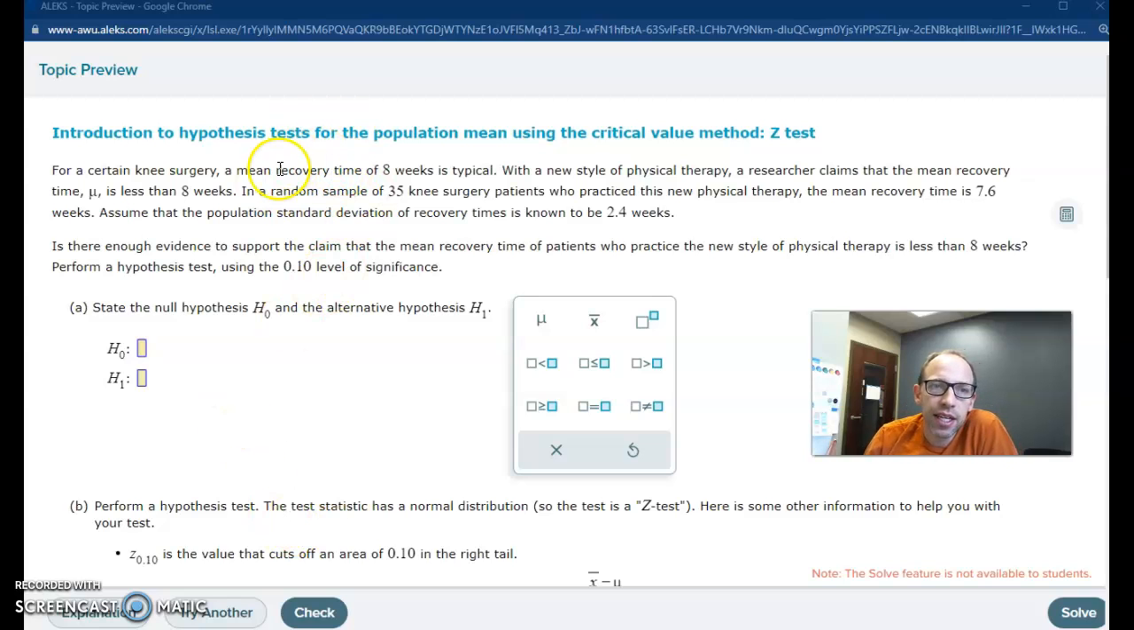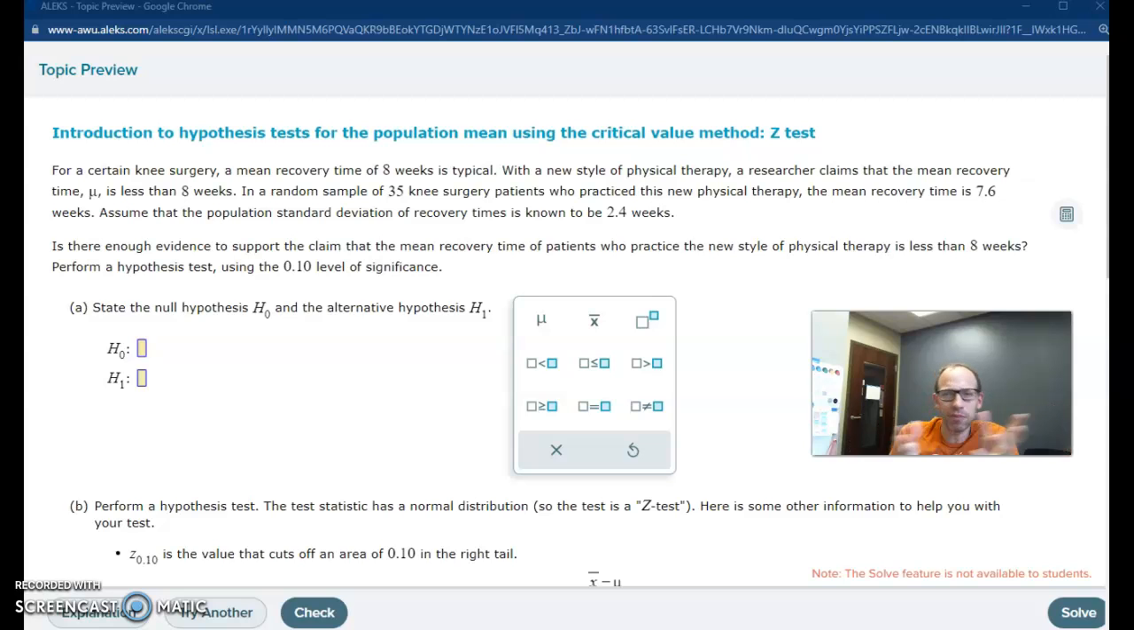We have a knee surgery, and we have an 8-week recovery time. But now there's this new physical therapy style proposed, and they say that the mean is less than 8 weeks, so it's going to improve on the current method. We have some data from a sample, and we know that for the sample, the mean recovery time is less than 8, but we can't yet conclude that in general, this new physical therapy will be less than 8.